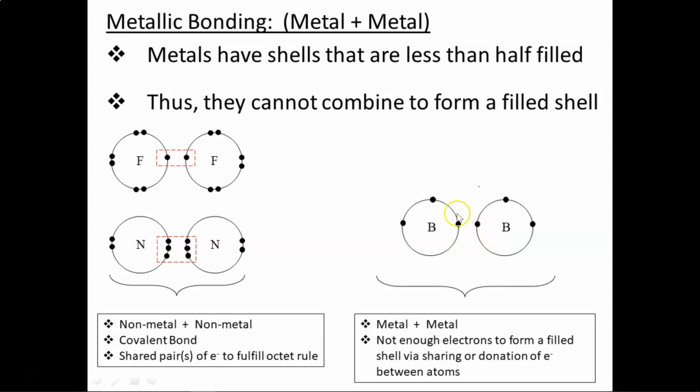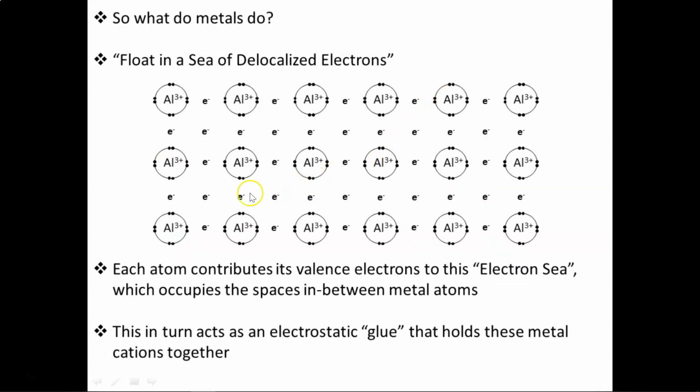So what can metals do? How can they bond in order to achieve stability? For this, we use the electron sea model to describe how metallic atoms can form chemical bonds. Instead of sharing or transferring electrons between 2 atoms, they contribute their valence electrons to this electron sea, a sea of delocalized electrons that occupy the spaces in between metal atoms.